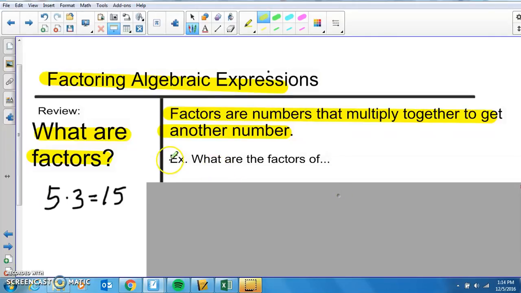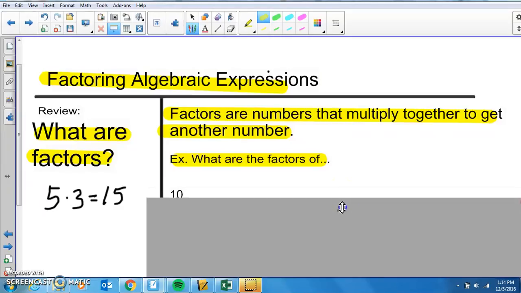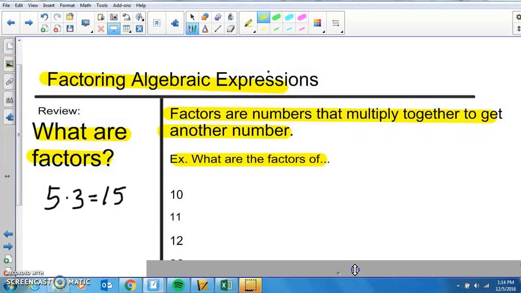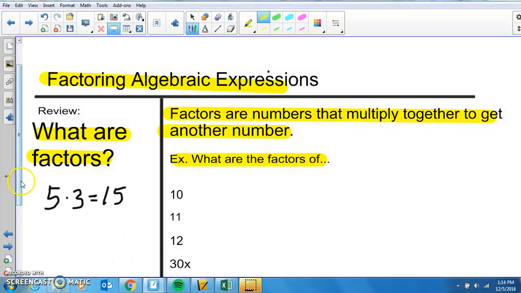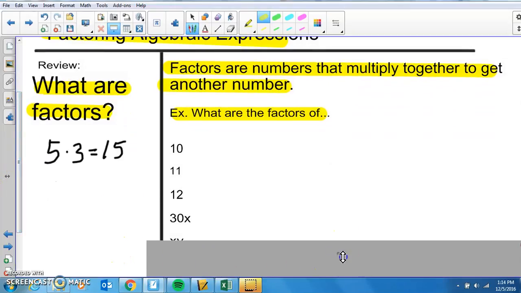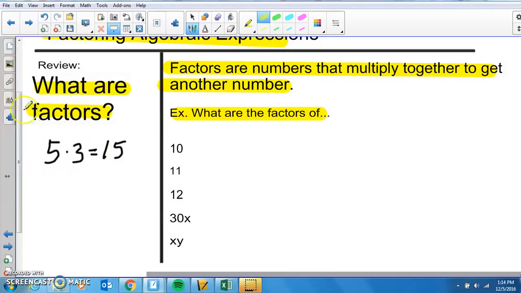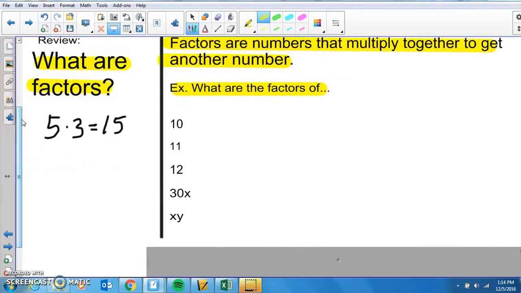All right, as we talk about factoring algebraic expressions, we first of all need to know how to factor. So let's take a minute and list the factors for these terms here. Let's list the factors of 10, 11, 12, 30x, and xy.